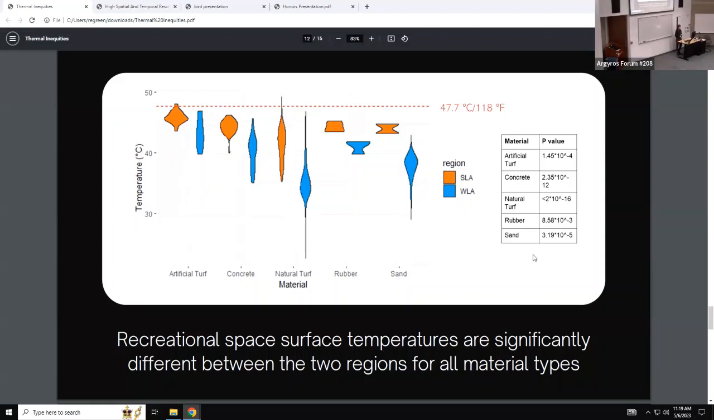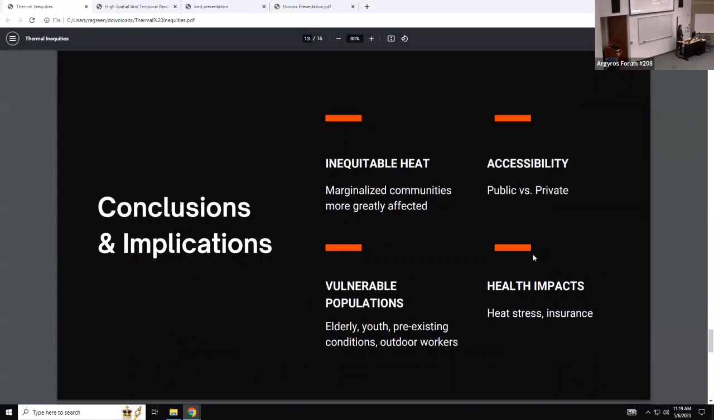As you can see, some of those values go past this threshold that I've noted of 47.7 degrees Celsius or 118 degrees Fahrenheit, which is the point at which you could experience first degree burns. So that's definitely a potential health impact. To wrap this up, this brings back questions of whether there is inevitable heat, because we know that these two regions are so significantly different in terms of the demographics that are living and working there. We know that the marginalized communities in South LA are more greatly affected by the higher temperatures in the recreational spaces that they have access to.